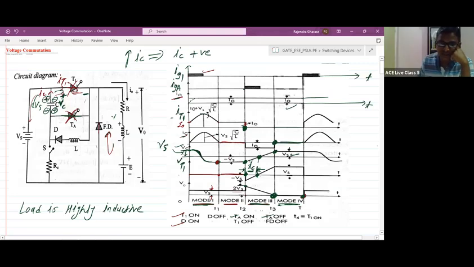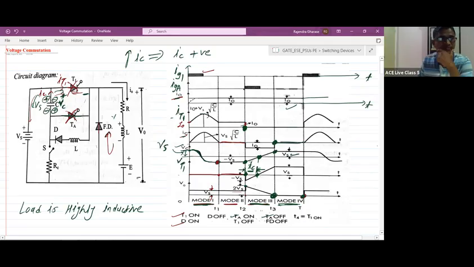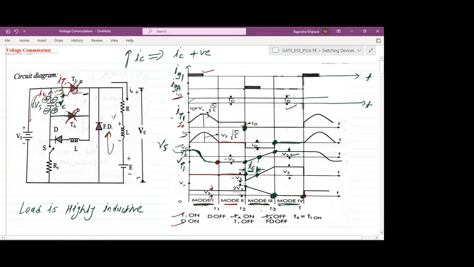So what about the voltage across the auxiliary thyristor? You can check the thyristor T1 voltage by applying KVL to the outer loop. T1 voltage will be equal to Vs. So in this way you can get the auxiliary thyristor voltage.